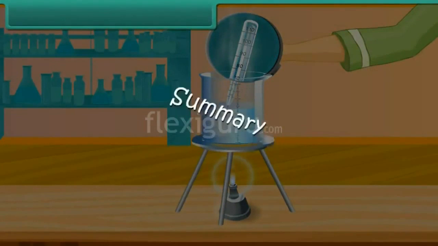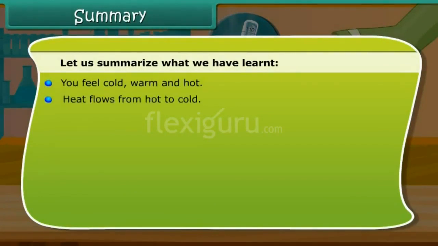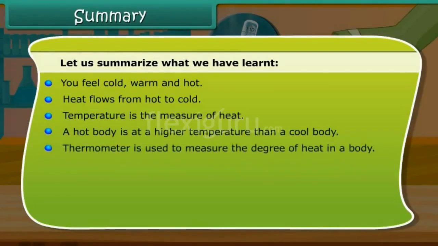Summary. Let us summarize what we have learned. You feel cold, warm and hot. Heat flows from hot to cold. Temperature is the measure of heat. A hot body is at a higher temperature than a cool body. A thermometer is used to measure the degree of heat in a body.